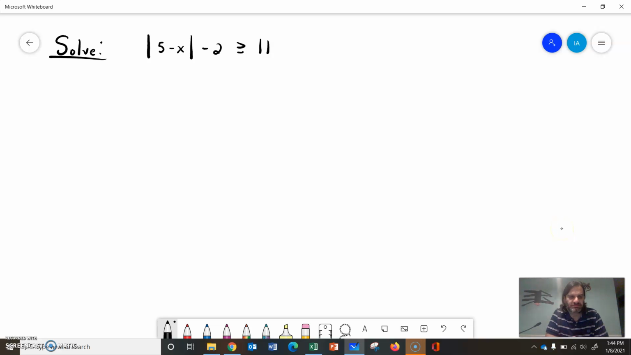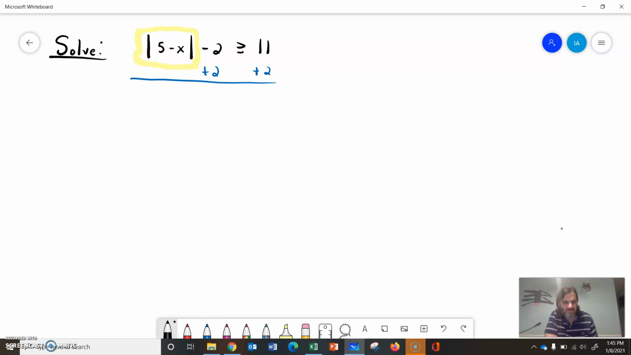Hey, Mr. Harmon. We're trying to solve an inequality here, and it has an absolute value in it, so we know that's complicated. But the inequality is the absolute value of 5 minus x, and then separately, minus 2 greater than or equal to 11. So in all my absolute value problems, I generally focus on getting the absolute value by itself first. So I'm going to add 2 to both sides.